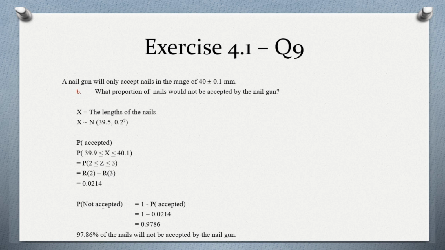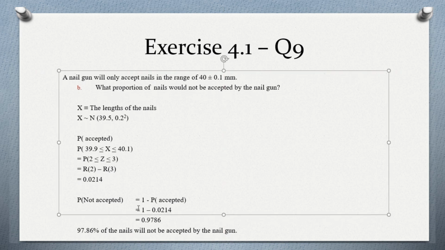Okay, that is not accepted. Now we are looking for not accepted. This one, it will accept from here to here, meaning the probability of it being accepted is 0.0214. They want not accepted. So read carefully. Not accepted, what would you do? Okay, you will 1 minus the answer here. Make sure you don't forget to times 100%. Your final answer will be 97.86%. All right.